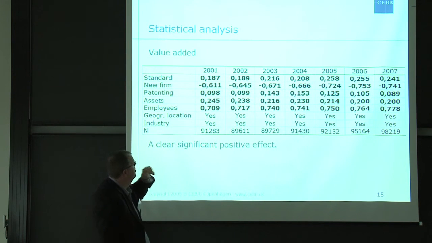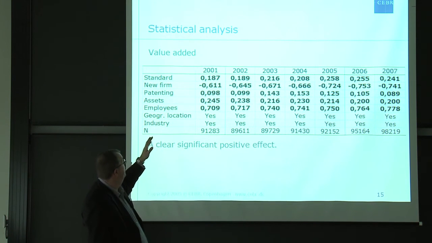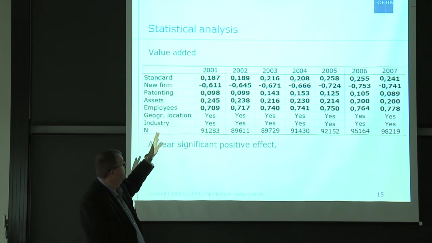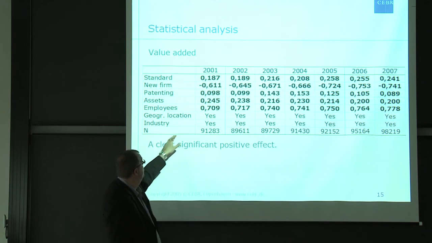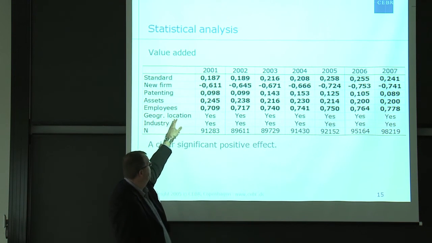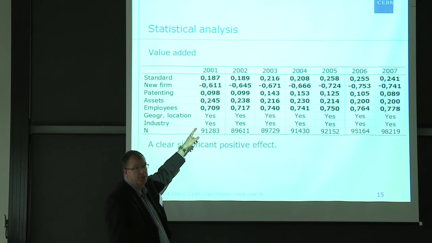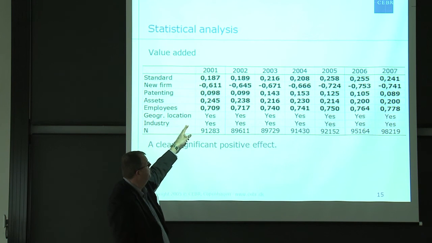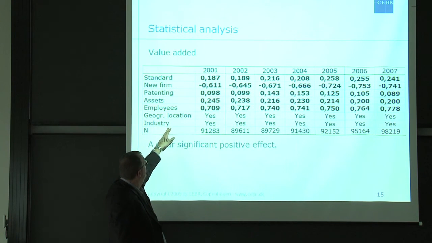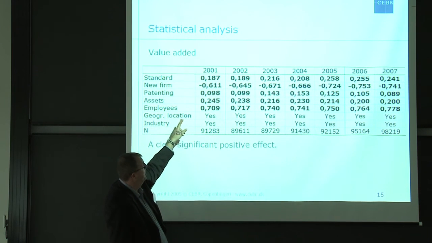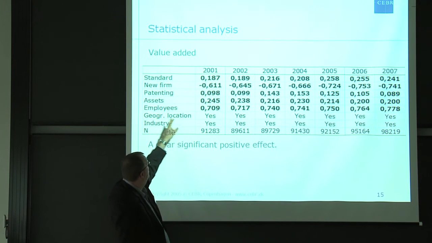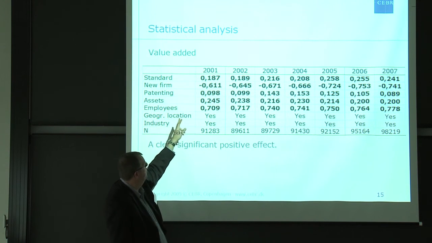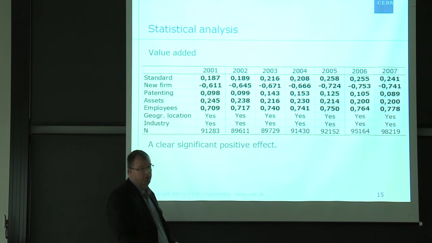Okay, so we can see here that standards have a significant positive statistical relationship with value added. As we expect, of course, we have controlled for assets and for the number of employees, and they also have a very large statistical relationship. We have also controlled for patenting. Firms that have taken out a patent have a higher value added, and if you are a new firm, you have a significantly lower value added. Right.